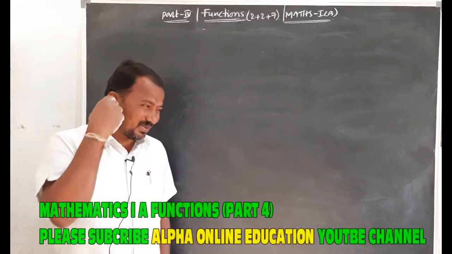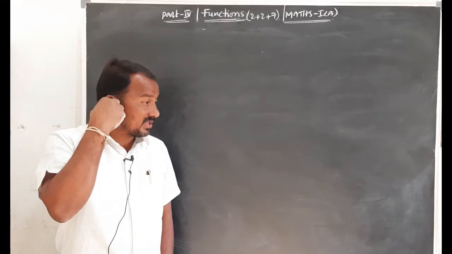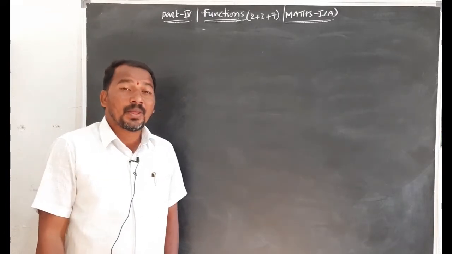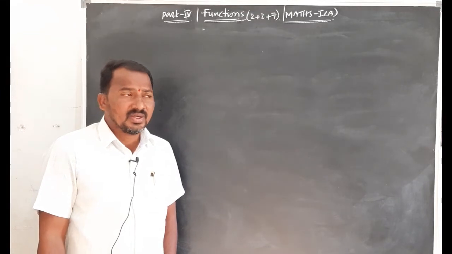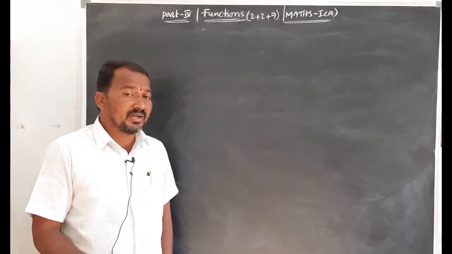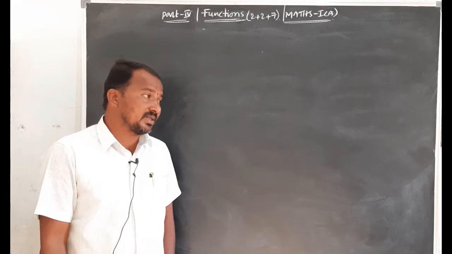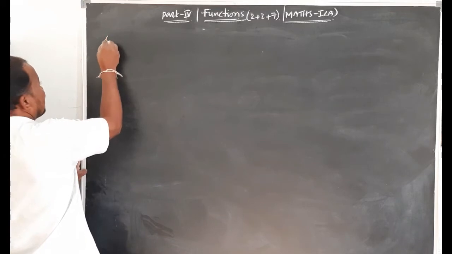Let us discuss some more definitions. In the previous class we discussed one definition, injection, a one-to-one function. What is an injection? A function where different elements have different images is called an injection. Now let us discuss surjection.